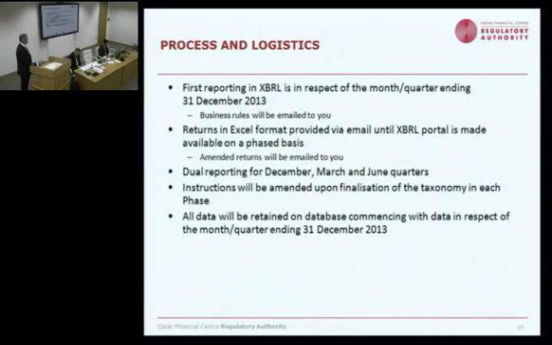All right, first reporting in XBRL is obviously in respect of the month or quarter. For you, it is both, because there are quarterly returns, but the XBRL is only the monthly returns, 100s and 200. The business rules will be emailed to you. So you will get a copy of what XBRL will be checking. It is not a lot in the first phase. It becomes a lot in the second phase, and really a lot in the third phase.